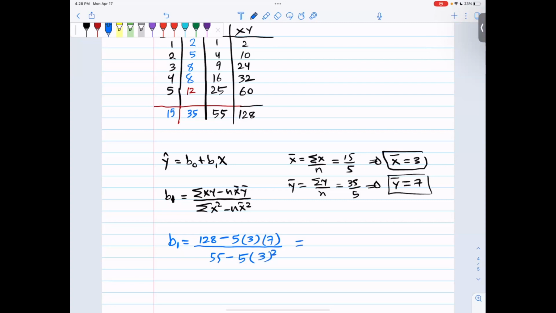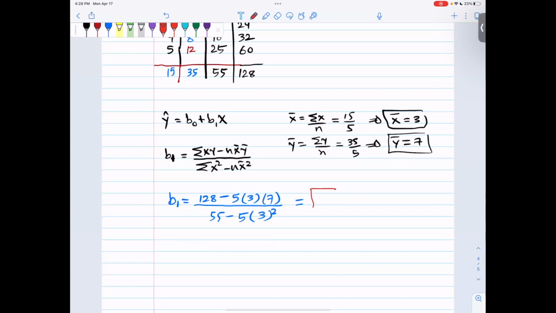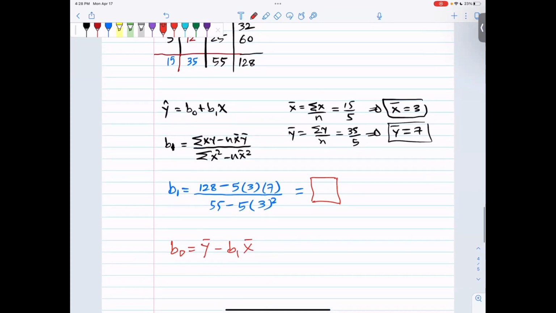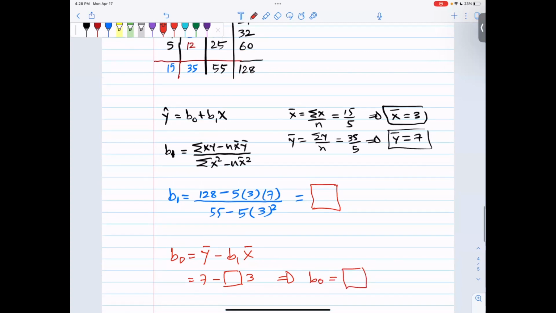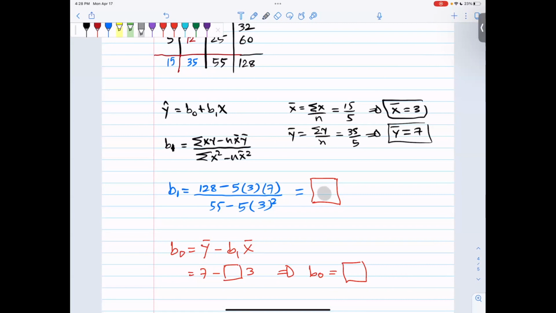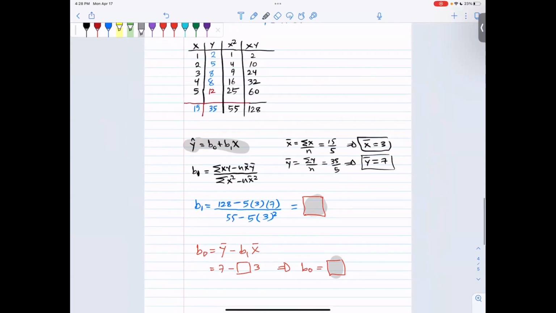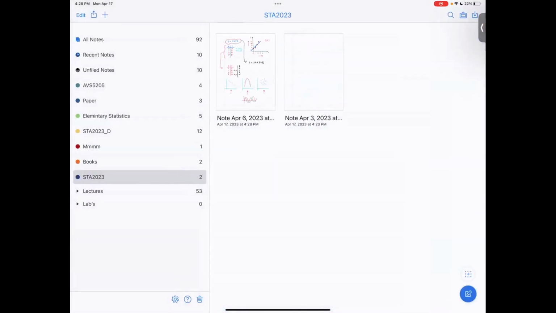Okay, and you can find this value here, and then use this value to find beta 0, which is y bar minus beta 1 x bar. Y bar equals 7 minus this value times x bar, which is 3. We will get this value of beta 0. Okay, and then plug those two values here in this function. So this is the idea of how to find the regression line manually. Okay.